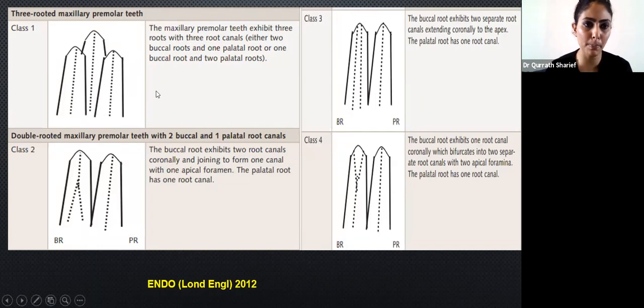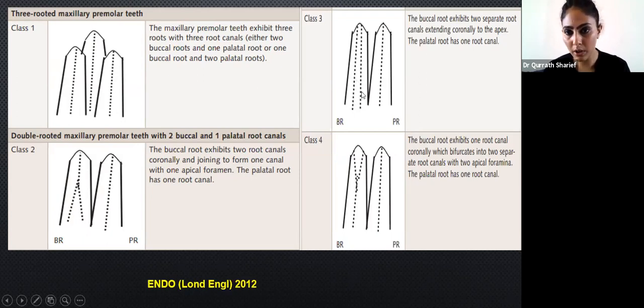So there can be 2 buccal canals and 1 palatal canal, or there can be 2 palatal canals and 1 buccal canal, okay? And this is called class 1. In class 2, there are 2 separate canals. This is your palatal canal, this is your buccal canal, okay? So this has a Y-shaped canal configuration. And again, class 3 has 2 roots. This is 1 palatal canal, and these are 2 buccal canals.